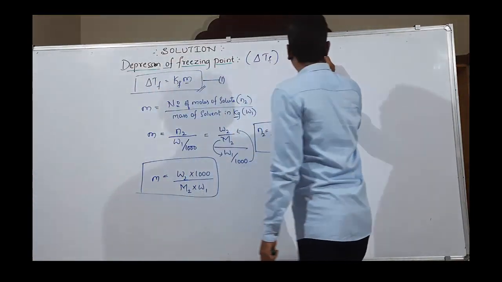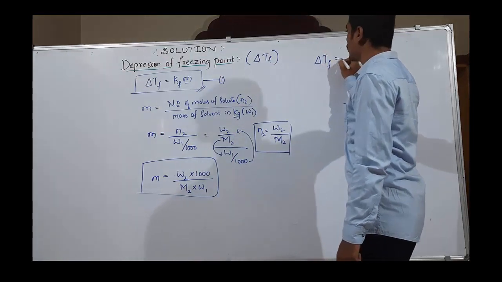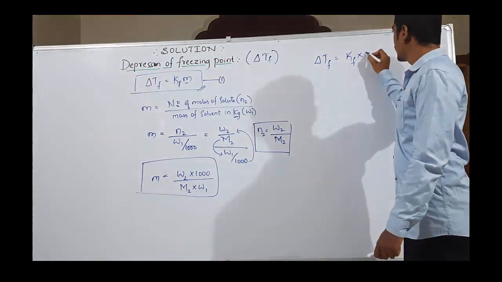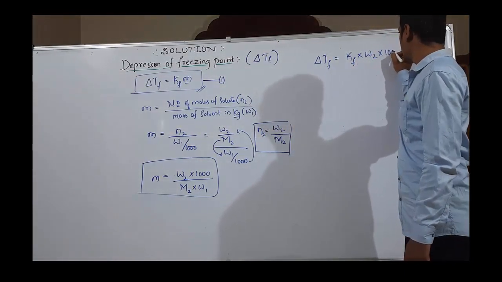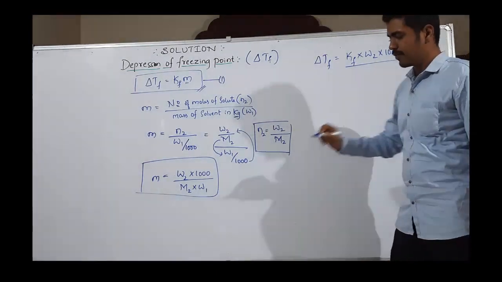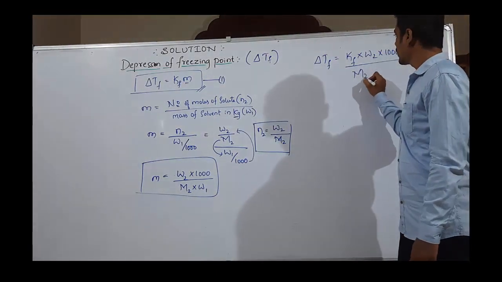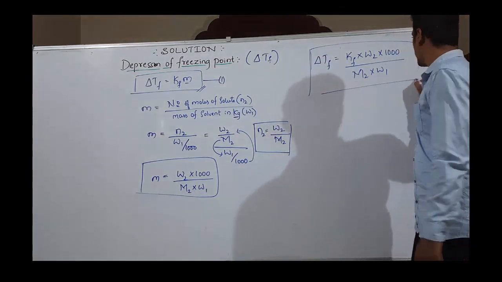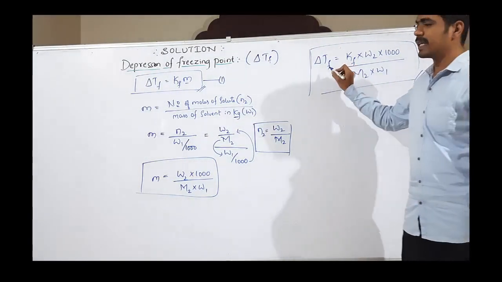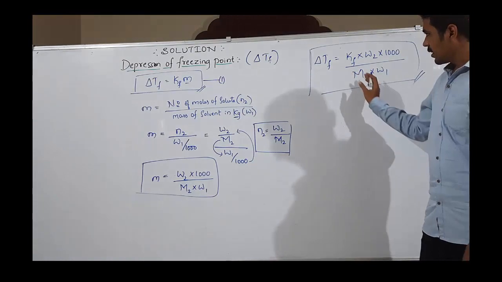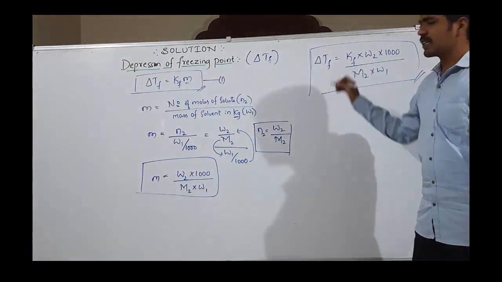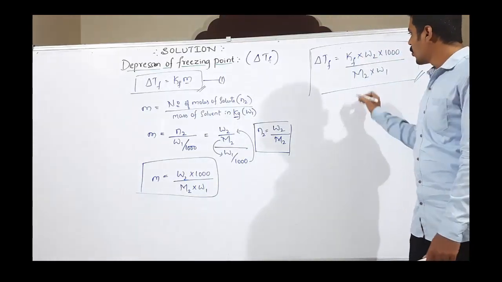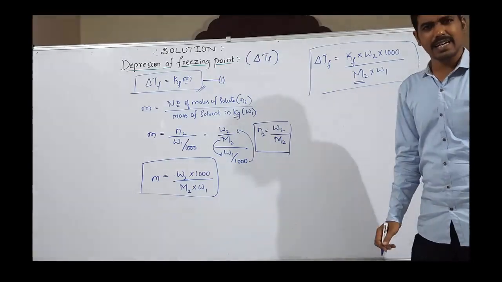What will you get? Delta Tf is equal to Kf into m, which means Kf into W2 into 1000 whole divided by M2 into W1. So this is the equation which is used to calculate the depression of freezing point. And we can also rearrange this equation, because in most of the cases they ask to find the molar mass of the solute in the examination.